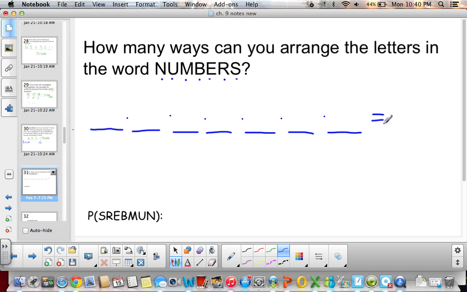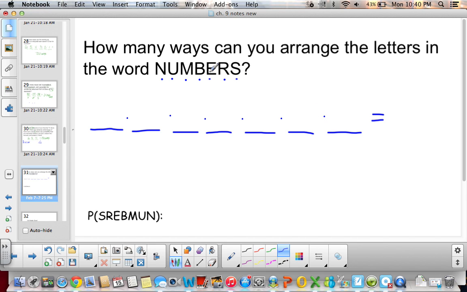So see how the first thing I always do is figure out how many items am I selecting, and I make my blanks so I know that I'm going to fill in however many numbers I have, because I'm selecting all of the letters actually, but I'm just rearranging them. So I know I have to have 7 blanks, and now I go through and I figure out how many goes in each of my blanks.